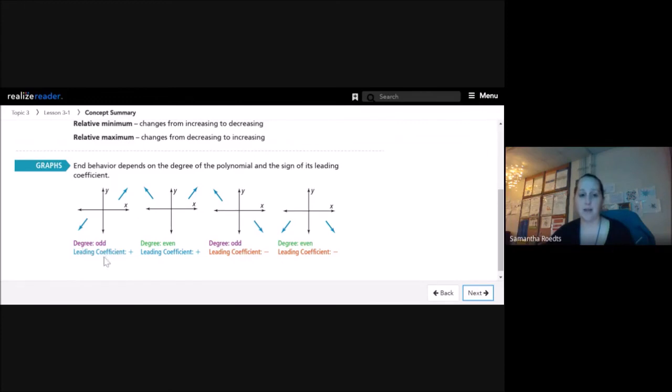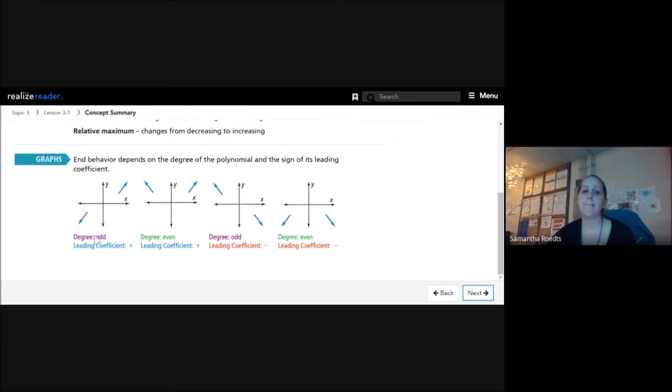If it's odd and the coefficient is positive, then it goes from negative to positive. If it's even and positive, both ends go up. If it's odd and negative, you have a negative slope, so this side's going up and this side's going down. If it's even and negative, both are going down.